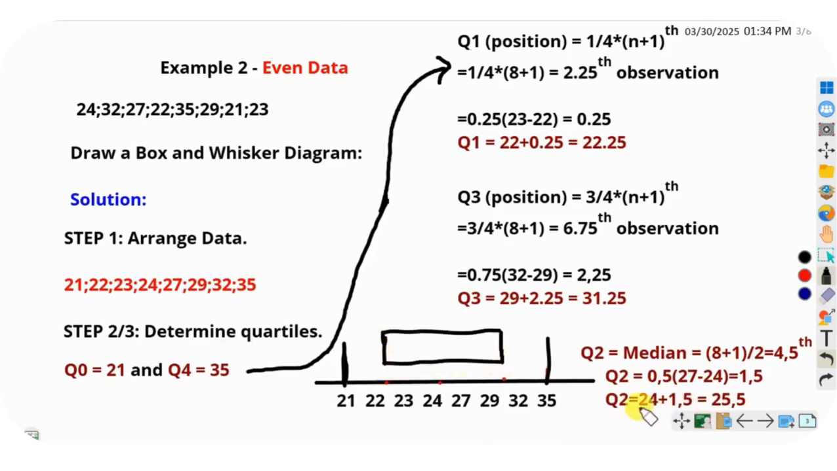You also do the median. The median is what? 25.5, between 24 and 27. So let's say 25.5 is somewhere there. Then you plot it on the box and whisker diagram. Okay, so that is the box and whisker diagram.